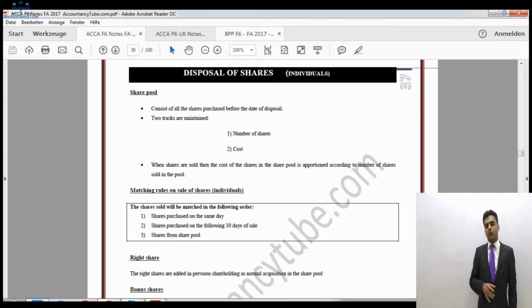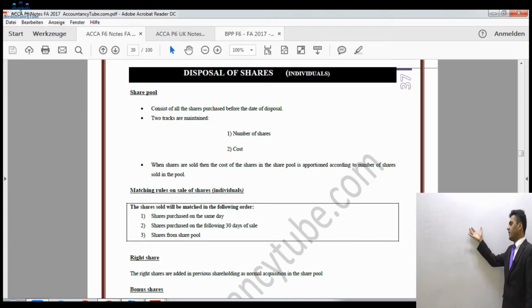So what I would do is make one column for the number of shares and then the amount of shares as well. I'll be adding all of these shares in the share pool. It is called the share pool, where I will be adding the number of shares and the total cost.